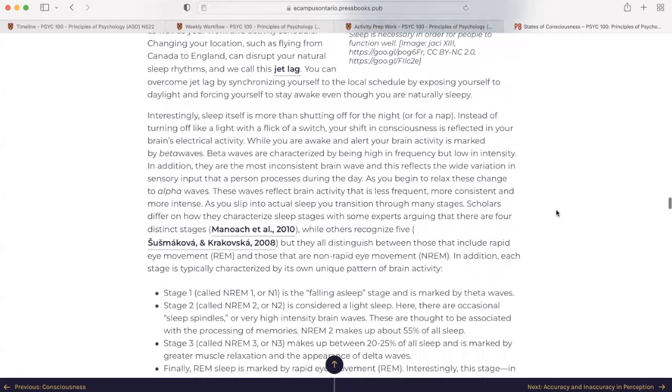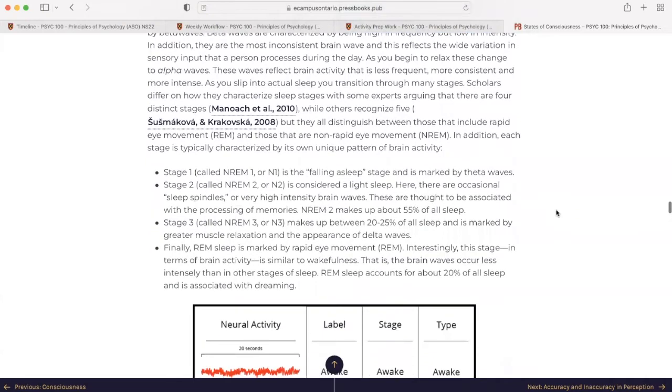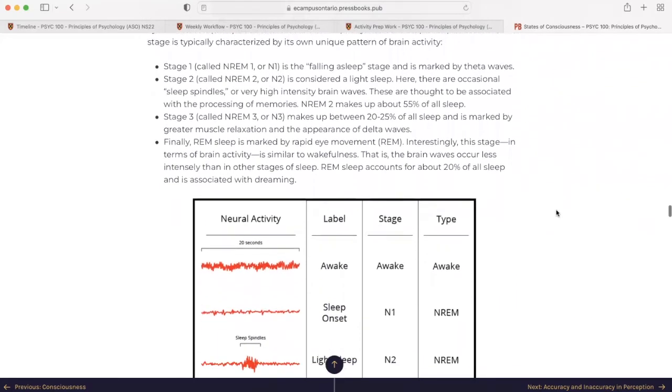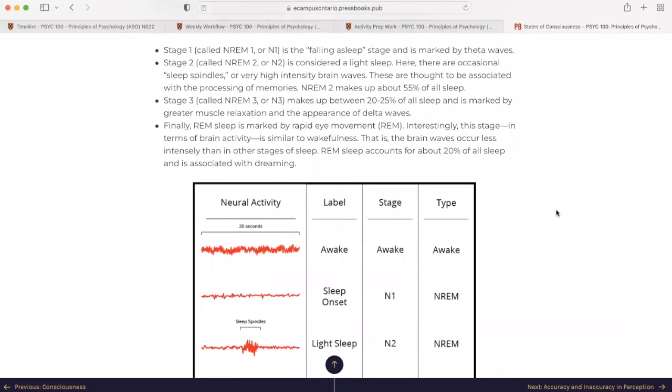Scholars differ on how they characterize sleep stages, with some experts arguing that there are 4 distinct stages, while others recognize 5. But they all distinguish between those that include rapid eye movement, REM, and those that are non-rapid eye movement, NREM. In addition, each stage is typically characterized by its own unique pattern of brain activity. Stage 1, called NREM or N1, is the falling asleep stage and is marked by theta waves.